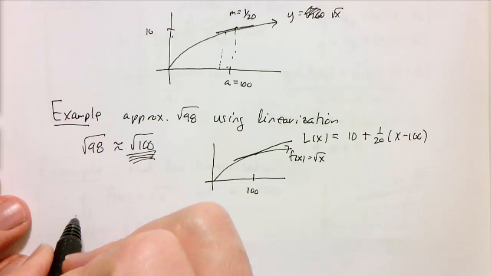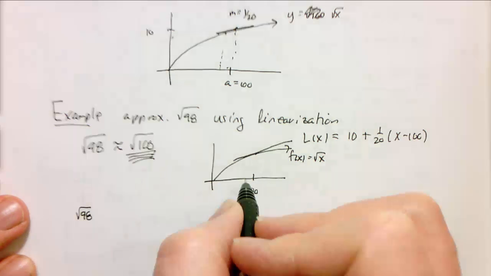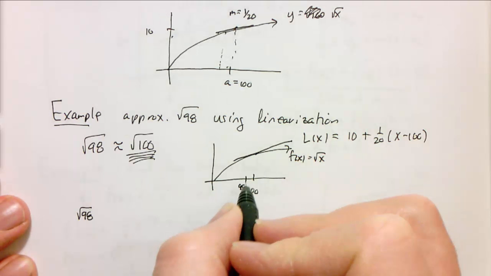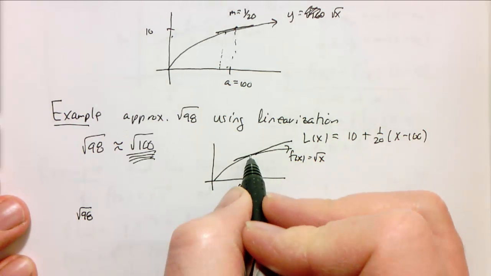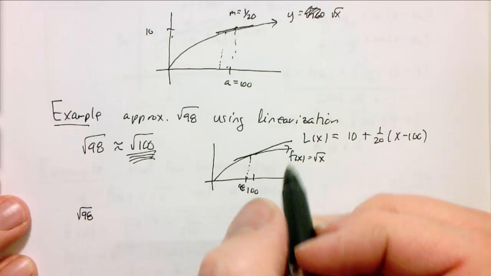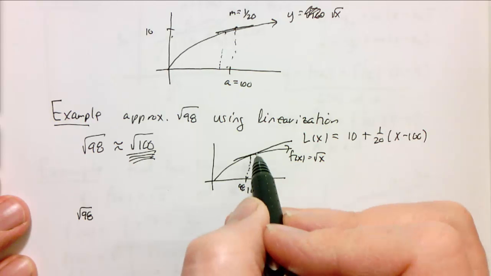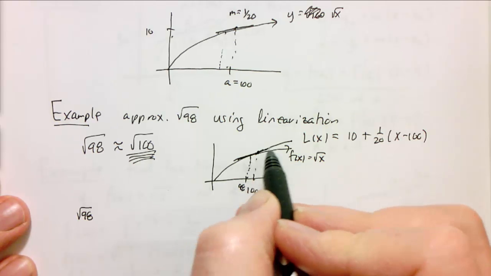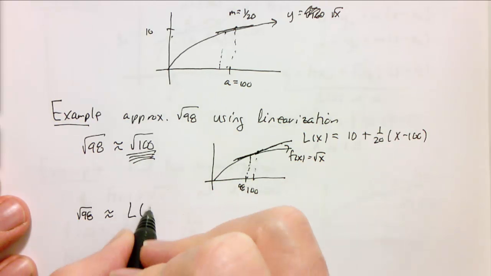So the square root of 98 would be approximately, so I go over here to 98, and if I had a calculator, I would just push the square root button and it would tell me what the square root of 98 is and give me lots of decimals. Since I don't have a calculator, I'm instead going to look at the line, because that's easy to compute. So this is approximately L of 98.